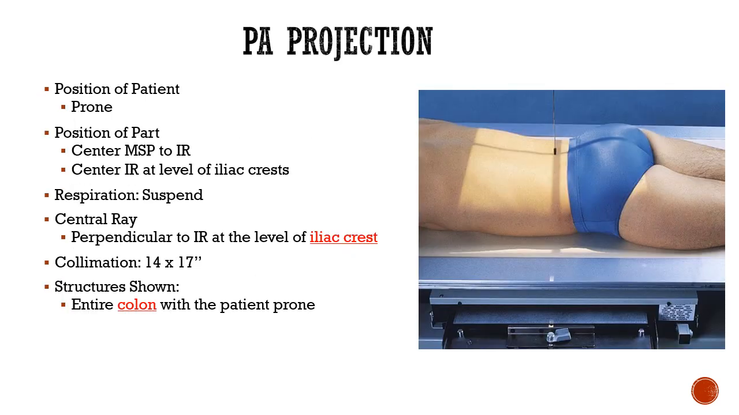The overhead projections can vary from place to place, but all of the projections that you could perform are provided in this PowerPoint. The first one is the PA projection. In this case, the patient is prone. We center the mid-sagittal plane to the image receptor, and the image receptor is centered at the level of the iliac crest. We suspend respiration. We're going to have the collimation open to a 14 by 17. And what this projection does is show the entire colon with the patient prone.